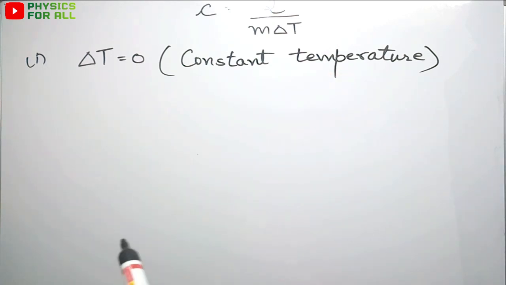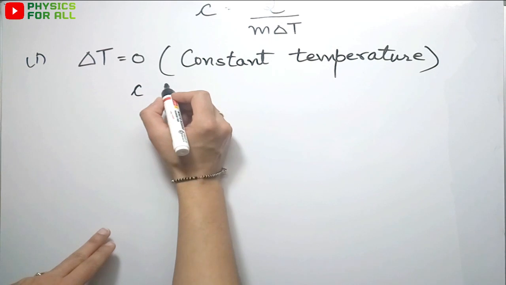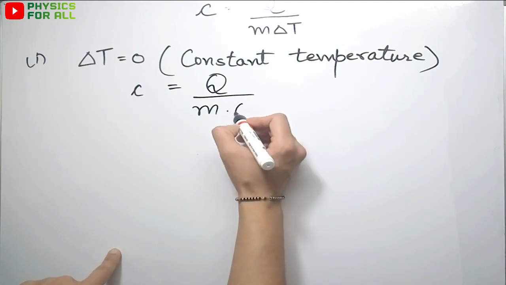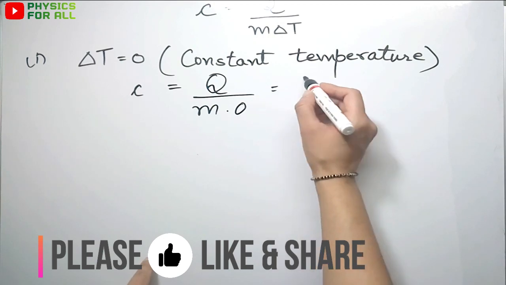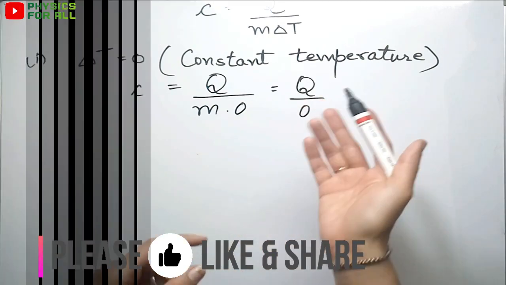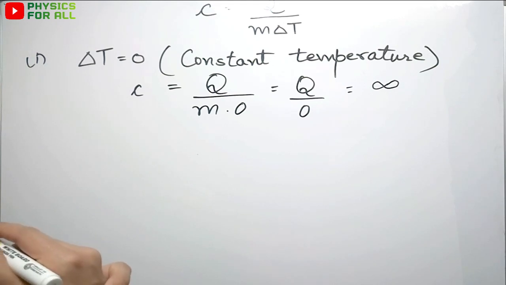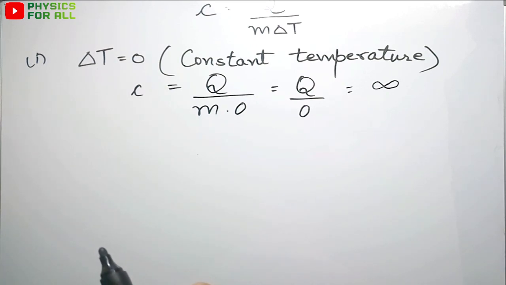So if this is the case, then what would happen to c? Our c will be Q upon m into zero. So basically this is Q upon zero, and whenever zero comes in the denominator, this is not defined, we call it infinity. So if the temperature is constant, then the specific heat of the substance will be infinite. Whether the substance is melting or boiling at constant temperature, its specific heat capacity will be the maximum, that means infinite.